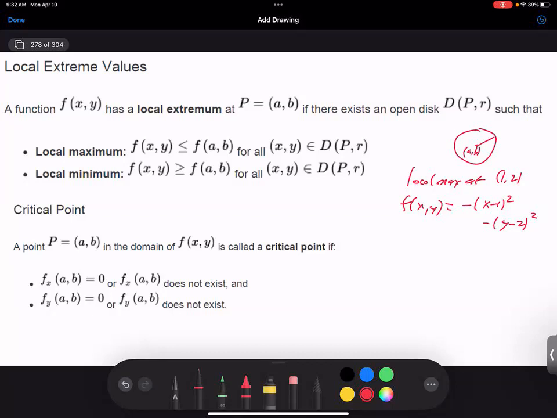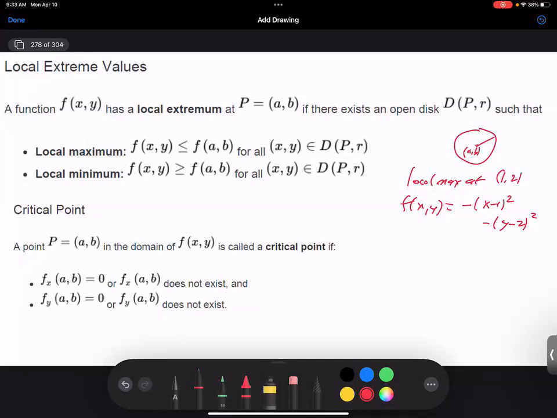Since I'm squaring them, neither of these could ever be negative. So if I'm not at the point (1, 2), at least one of the terms is positive. And so this function is going to have a local maximum at the point (1, 2). In fact, if I move any distance from the point (1, 2), I will be strictly less. So you can always try to come up with some examples in your mind to get a sense of what's going on.